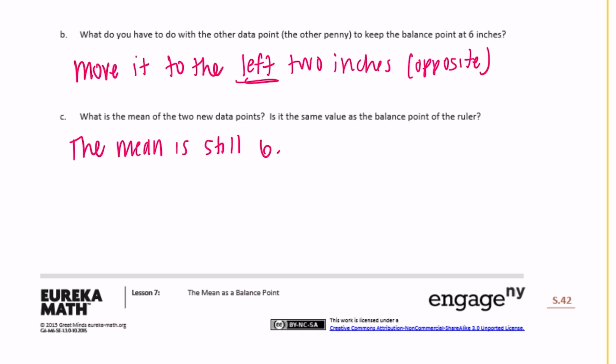Is it the same value as the balance point of the ruler? Yes, it is the same value.